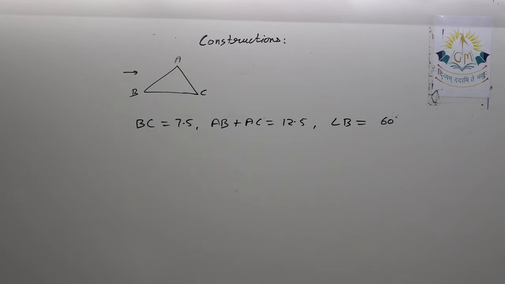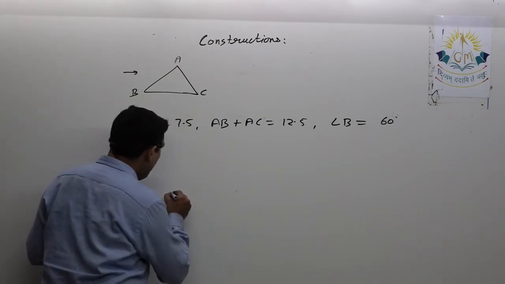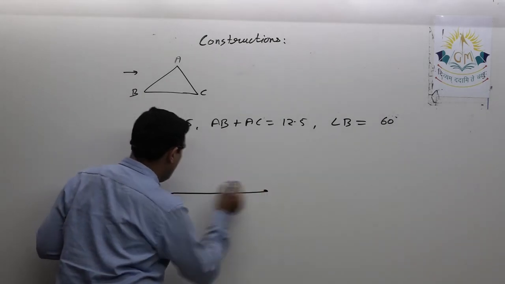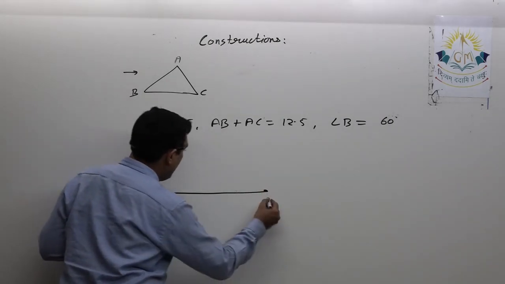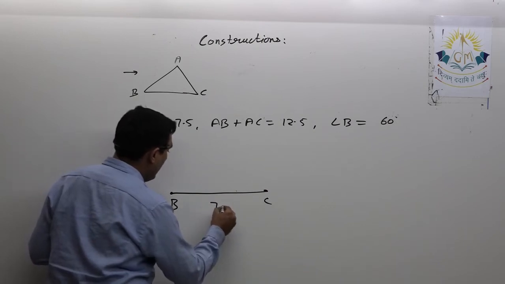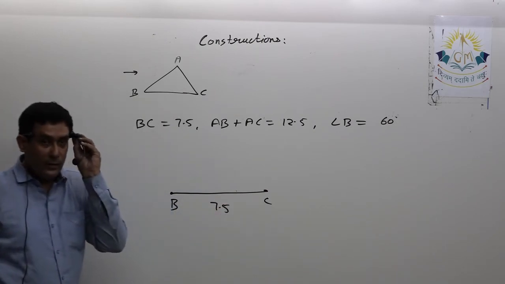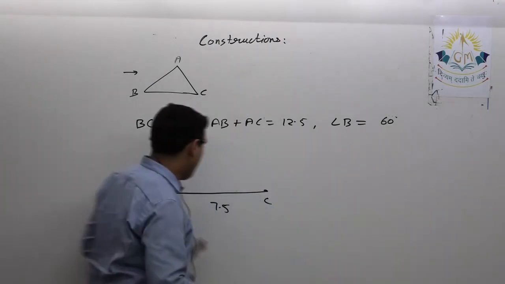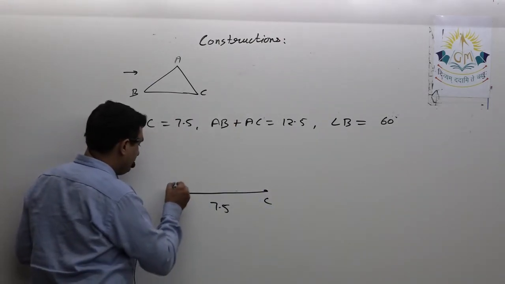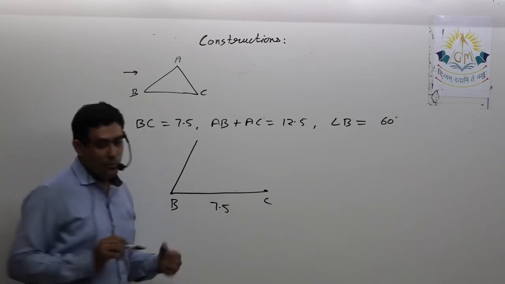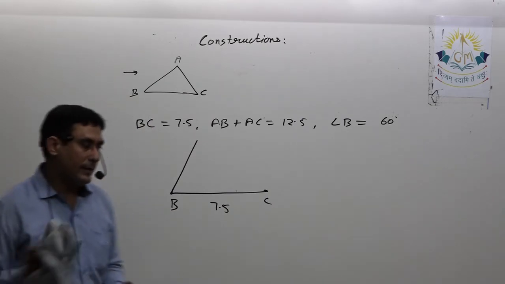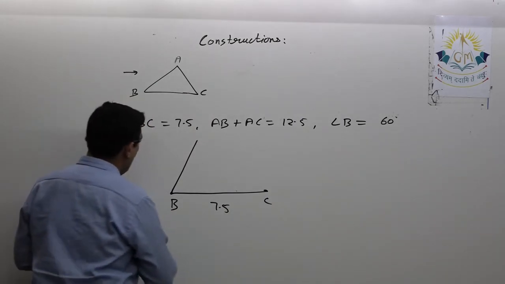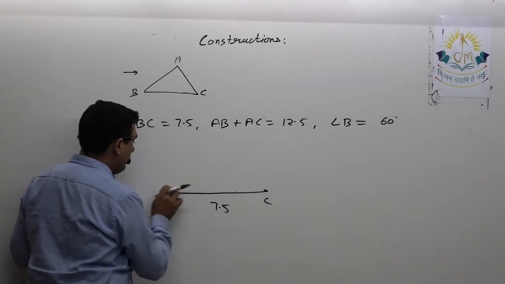Okay, so let us see, it's not very difficult. The first step, we'll draw base BC. Okay, that means we can say we draw a segment with length 7.5 centimeter. Then we'll construct angle B at point B in this way. Now how to construct 60 degrees, that I'm considering you know. Okay, still let me explain you in short.